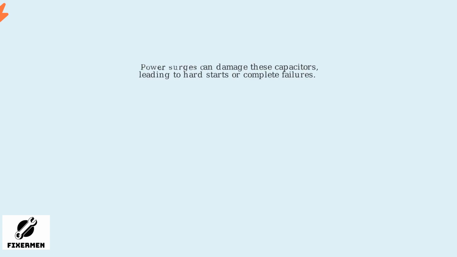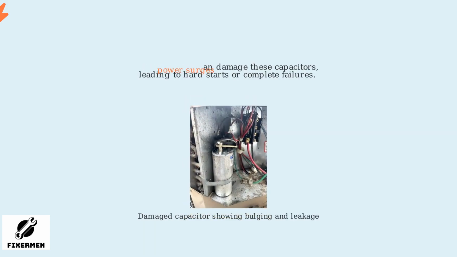When a power outage occurs, the sudden loss and restoration of electricity can create power surges. These surges can overload and damage the capacitor, causing it to bulge, leak, or fail completely. This prevents the motors from starting properly.